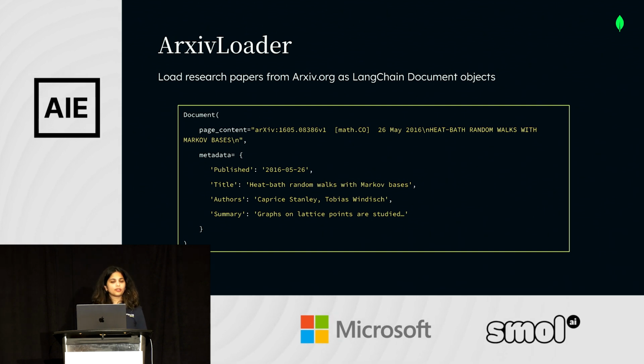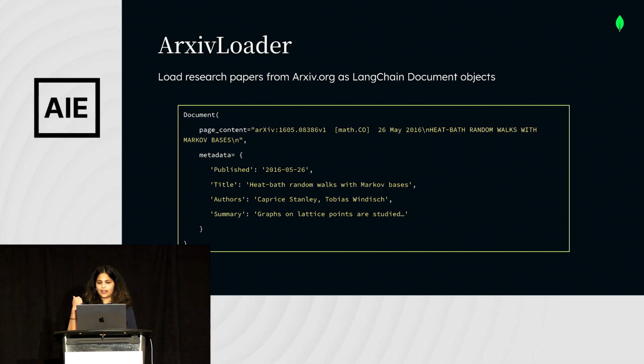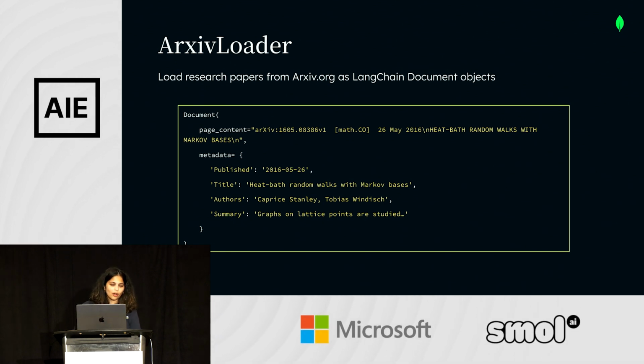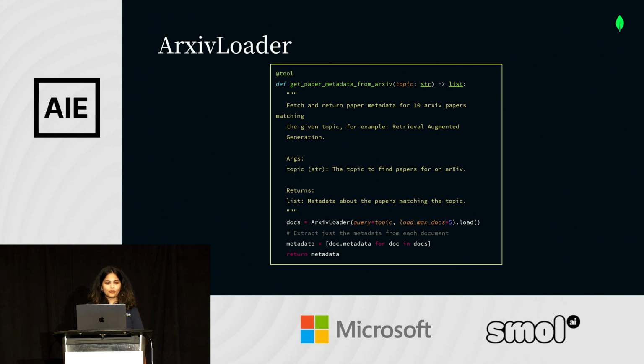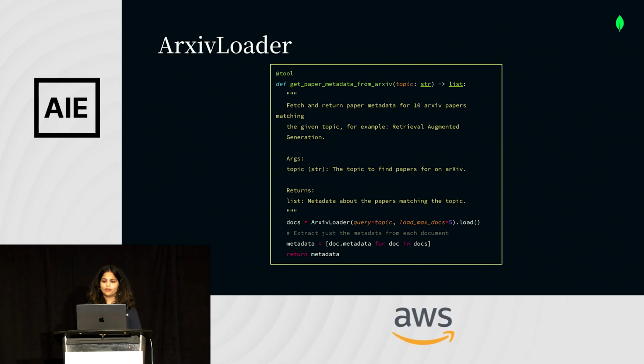We are going to be using this to load research papers from archive.org as LangChain document objects. And an example of what a document in LangChain looks like is shown here. So essentially it has the raw text under the page content attribute and some automatically extracted metadata, in this case, the publish date, title, authors, and summary under the metadata attribute. So we're going to be using archive loader in two of our agent tools. One tool is already done for you, and that's the tool to get relevant papers from archive. And you'll also use the same document loader for the summary tool as well.